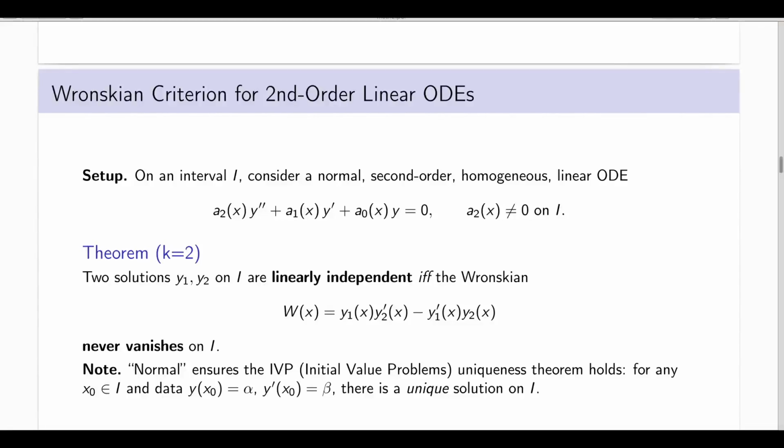Consider a normal second-order homogeneous linear differential equation, a2 of x y double prime plus a1 of x y prime plus a0 of x y equals 0, where a2 of x is never 0 on the interval I. The theorem says, two solutions, y1 and y2, are linearly independent if and only if their Wronskian w of x equals y1 times y2 prime minus y1 prime times y2 never vanishes on that interval. The assumption of normality guarantees that the initial value problem has a unique solution for any given data, a fact we'll use in the proof.